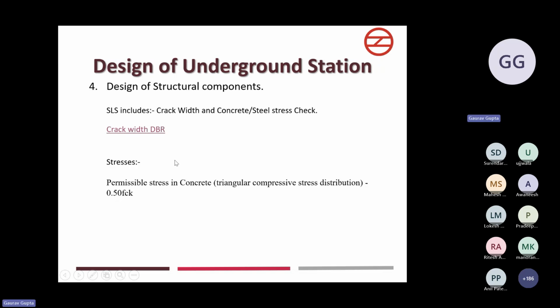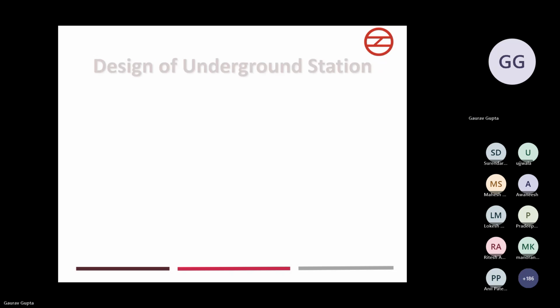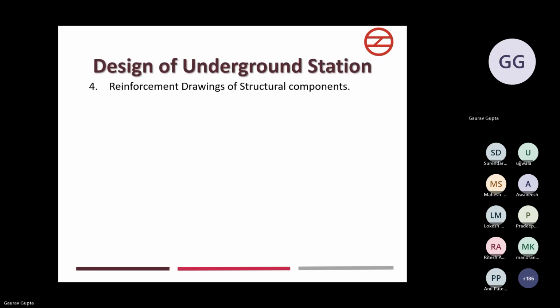After the crack width, it comes the stresses. Permissible stress in concrete is 0.5 FCK and in steel it is 0.75 FCK. Now I will just brief you about the typical reinforcement drawings of the main structural components.